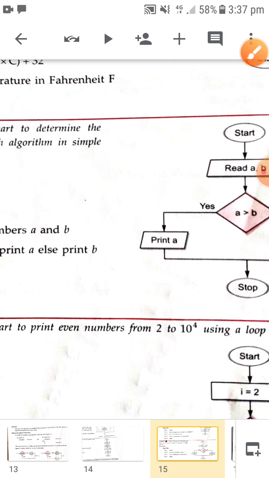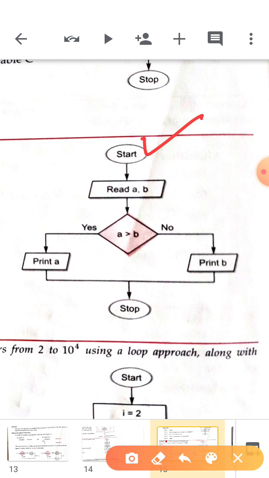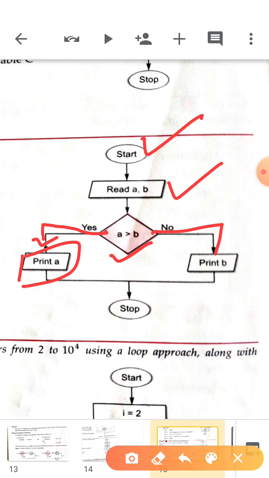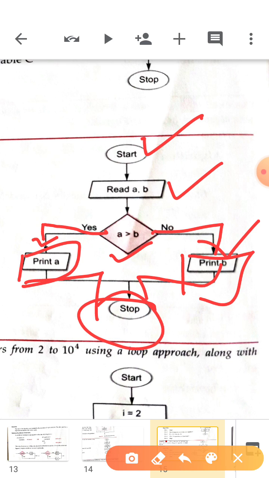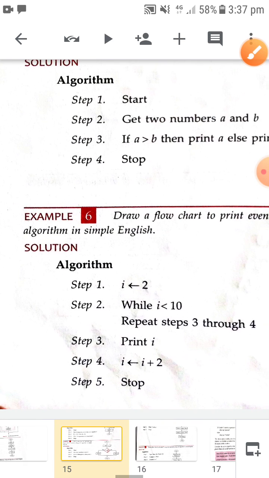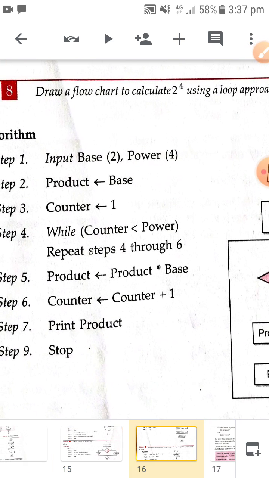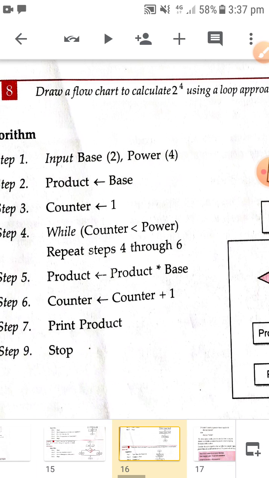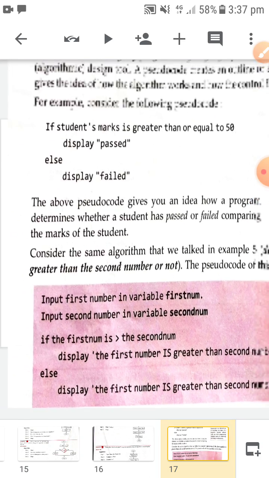Okay, so again let's see the flowchart. So start, read a b means you need a and b as input. If a is greater than b, you have to move in this direction, print a, and if this condition is false, no, so you have to print b. So in both cases you meet at the stop button. Okay, now let's move to the next question. Now draw a flowchart to calculate 2 to the power 4. So I hope after this you all are able to solve this kind of question.